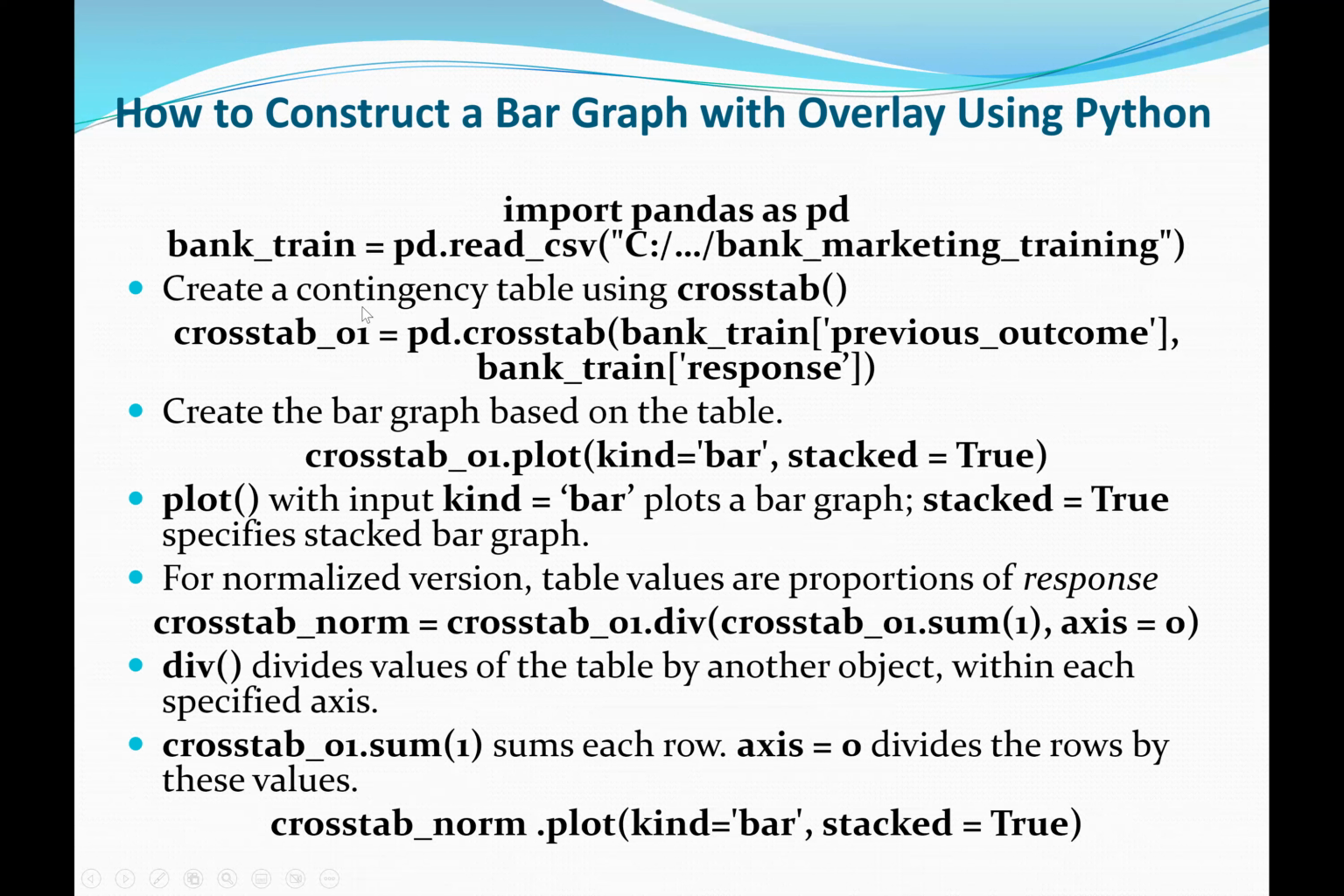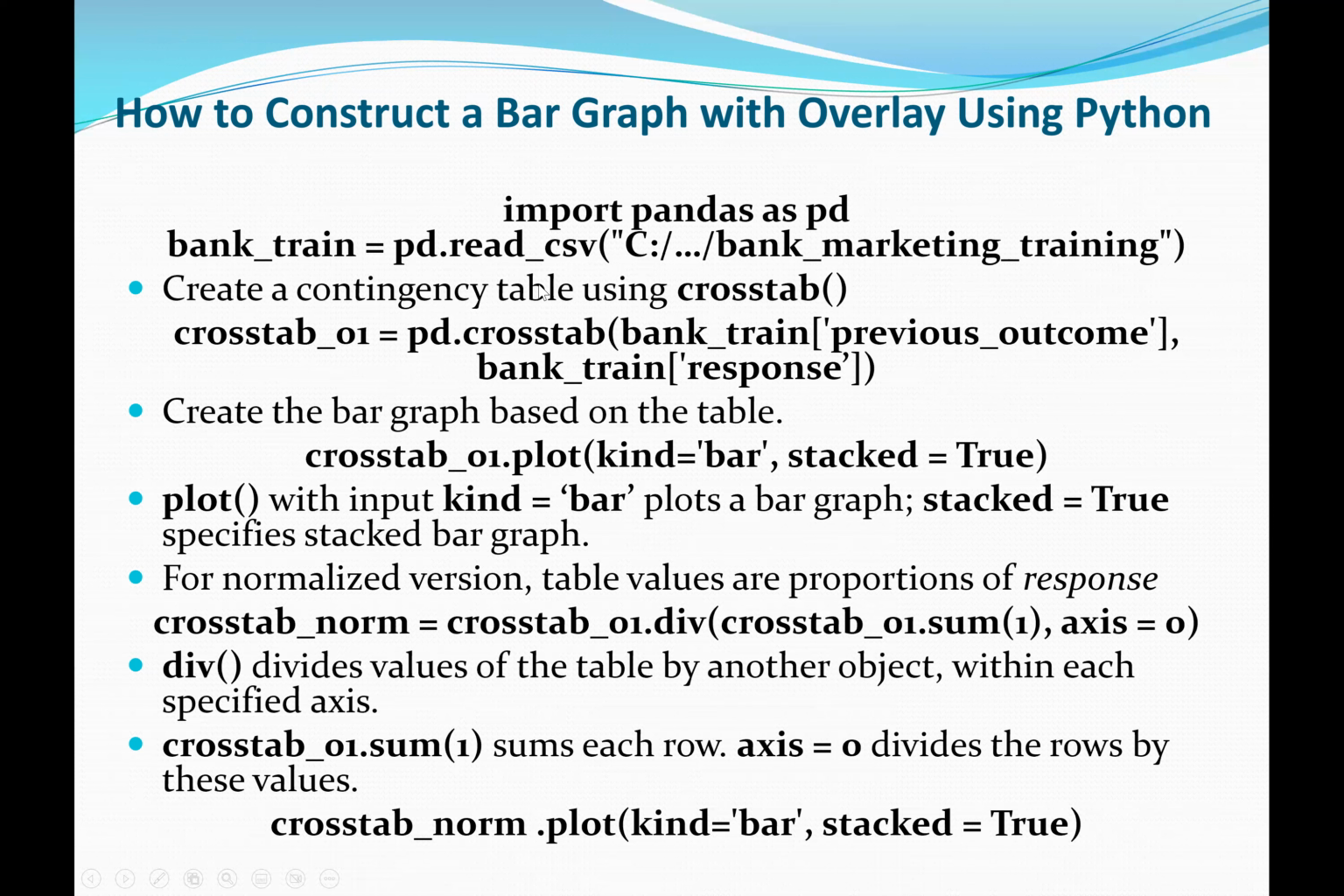So the first thing we do here, we create a contingency table using the crosstab function. So we see again pd.crosstab. This time our data set is bank_train. So we say bank_train, the attribute is previous outcome, and the other attribute is response. Next, we create the bar graph based on the table. So we use the function name plot.